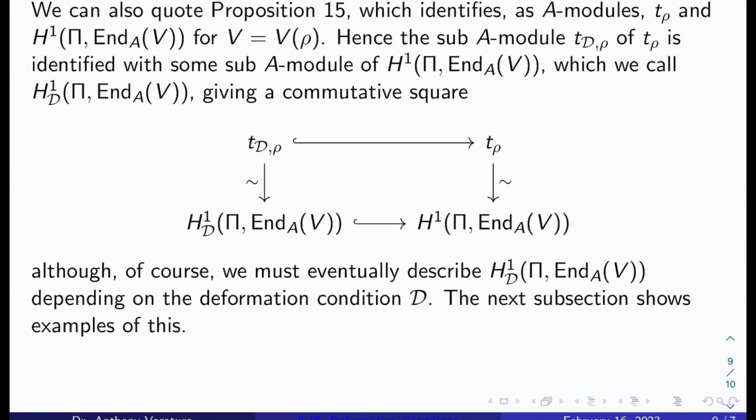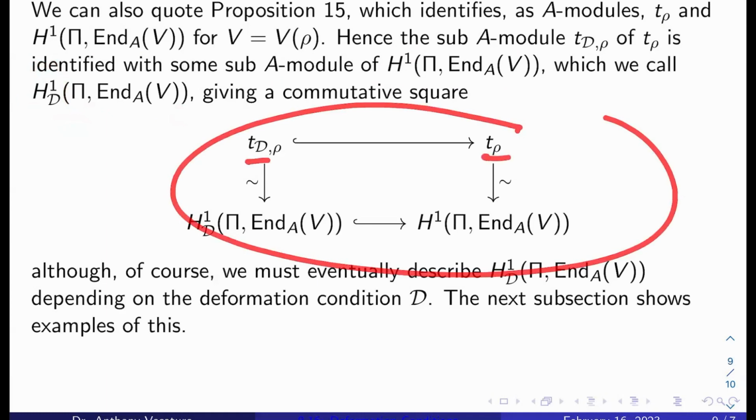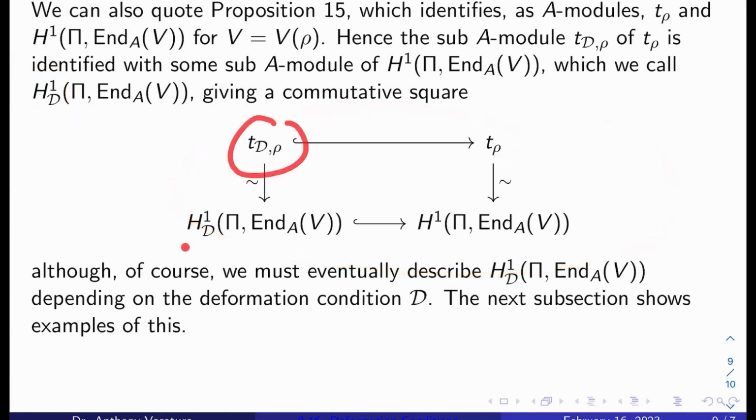But now let's bring in the actual cohomological interpretation of the tangent spaces from the last video. So we'll quote proposition 15 from our previous video, which identifies as A-modules T_ρ and H^1(π, AV) for V equals V_ρ, the representation space of ρ. This was one of the main results of the previous video. So the sub A-module T_𝒟ρ of T_ρ is identified with some sub A-module of this H^1(π, AV). We'll call that H^1_𝒟(π, AV). And that gives me a commutative square: T_𝒟ρ inside T_ρ, T_𝒟ρ isomorphic to H^1_𝒟(π, AV), T_ρ isomorphic to H^1(π, AV). And so we have an injection here as well.